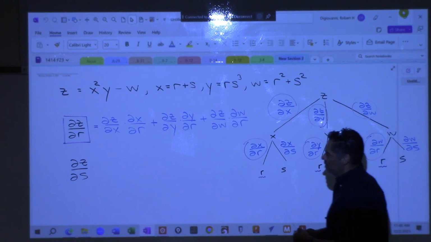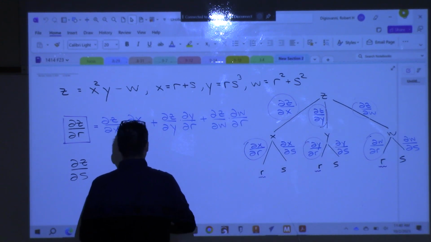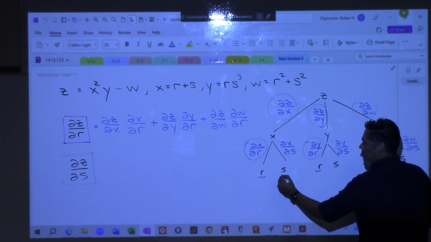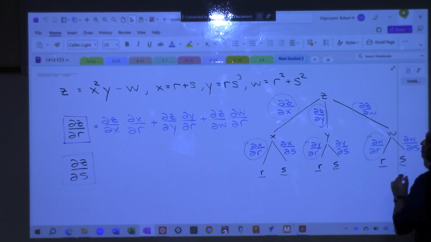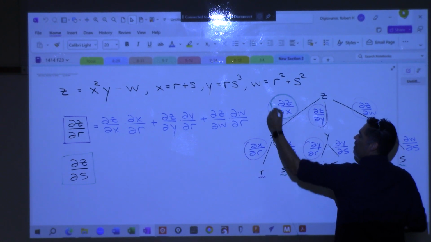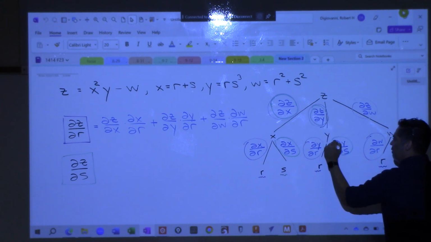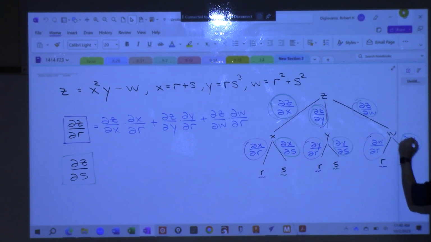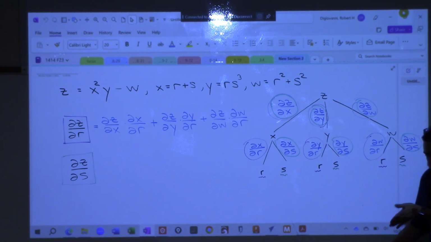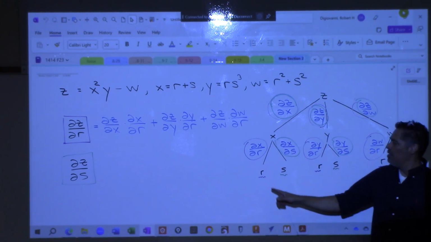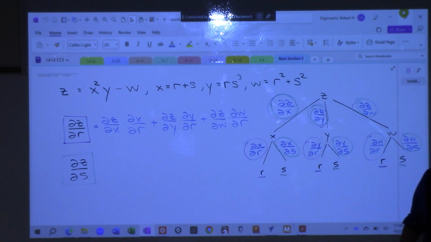Okay, next one. So how do we do this next one? Same thing, but I've got to go down to get to the S's this time, right? So I would have what? This, and then this, right? Go down this way, this, and then go down here, and then this, and go down this way. You're just following the branches down to the variables, from the z all the way down to the s's. Anything that branches off to r, you don't have to worry about because you're holding r constant. So this derivative is going to be 0. It's going to just go away.